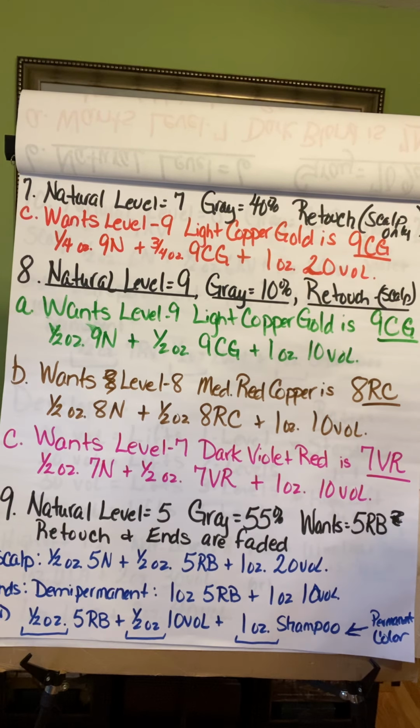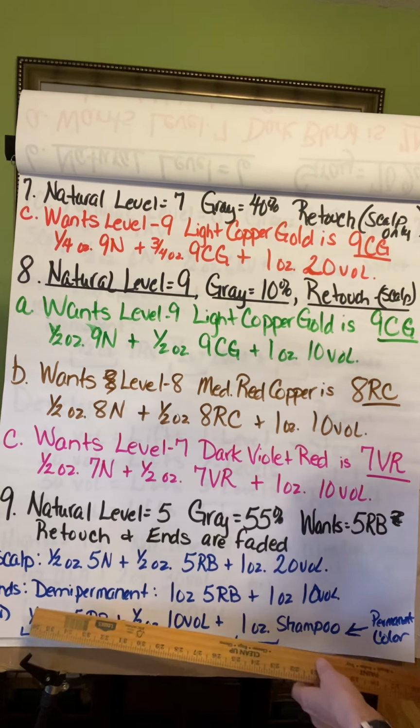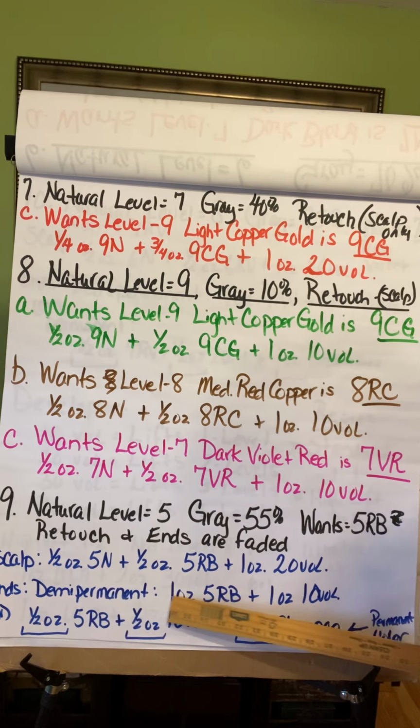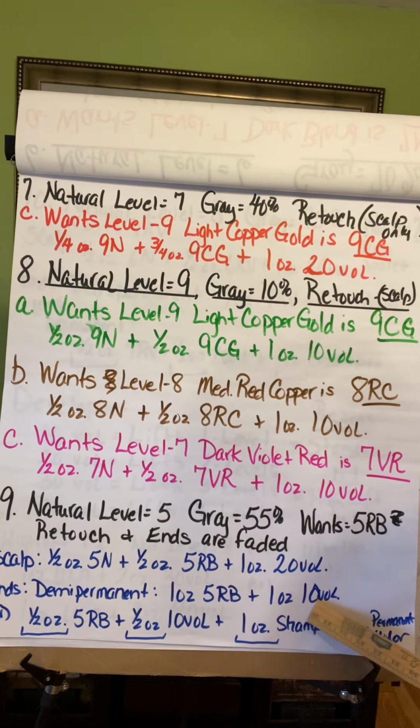So what happens whenever people put color from the scalp to the ends every single time they do it, every 3 or 4 weeks? Then the ends become over processed. And so we are trying to keep the integrity of the hair. So for the ends, you have to state that it's demi-permanent hair color. You're using 1 ounce of 5RB plus 1 ounce of 10 volume developer, because her ends are already that color. They're just a little bit faded out. You don't want to use 20 volume on her. You only want to use 10 because you're just wanting to deposit some pigment back into the hair.